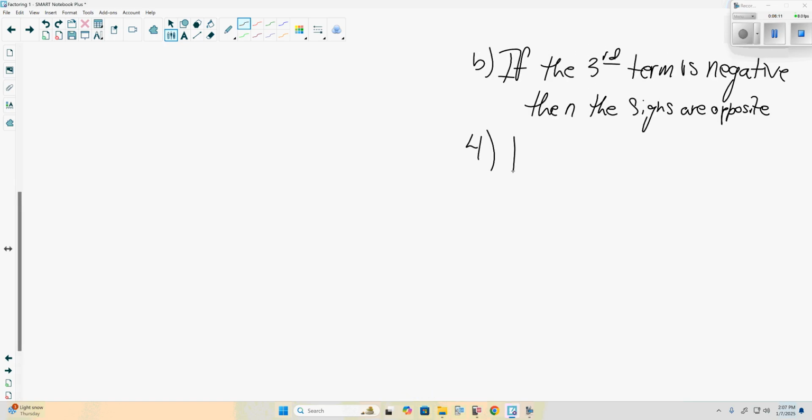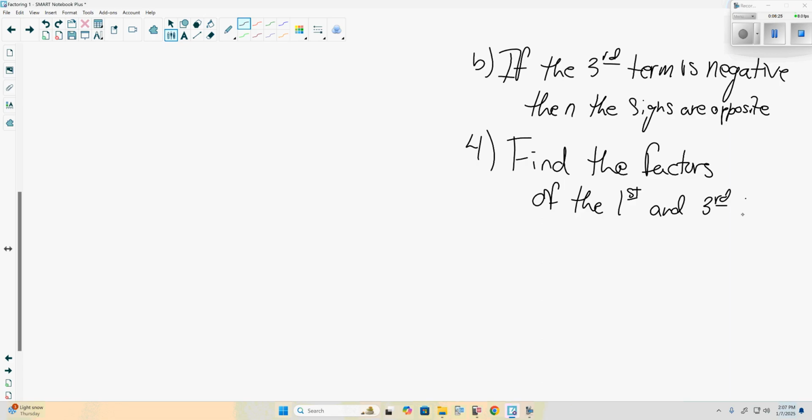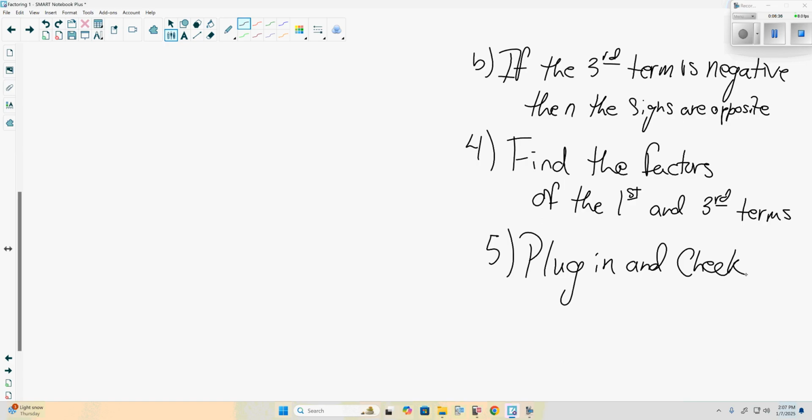Step 4, find the factors of the first and third term. And the last step is to plug in these factors and check. We want to plug the factors in and check and make sure that they are the correct factors.